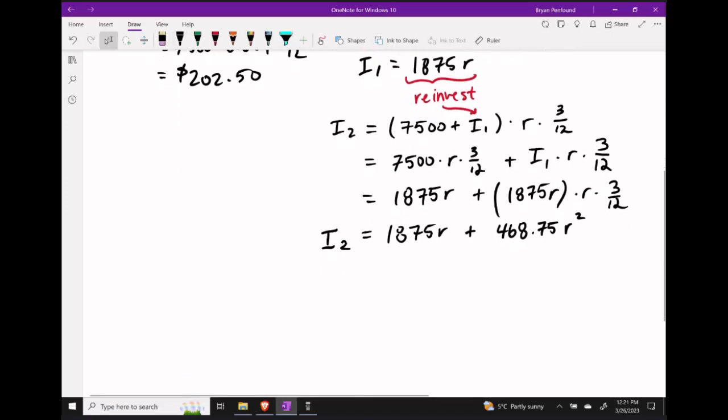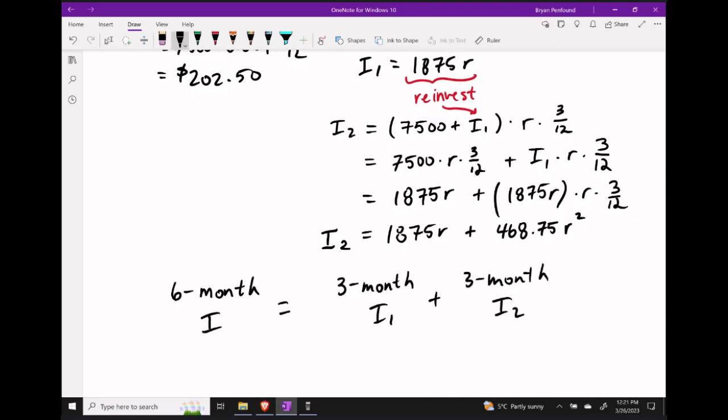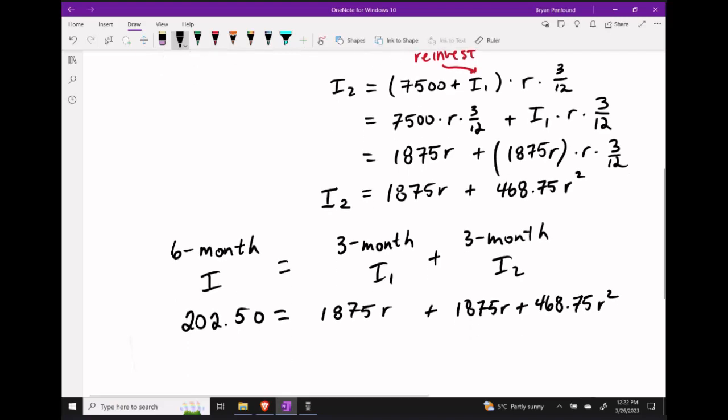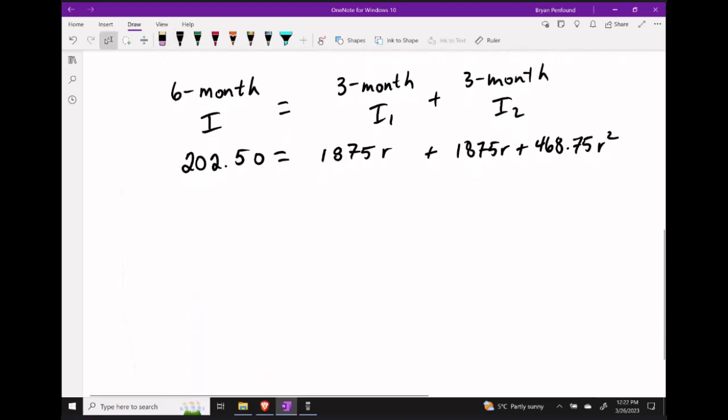Now, in order to finish off our question, we're going to try to solve for r. And what we want to do is compare the 6-month interest of $202.50, and add up the two interests that we got during our 3-month periods. Our I1 was 1,875 times R, and then our second interest that we received was 1,875 R plus 468.75 R squared. So we want these interests to add up and be equal to each other.